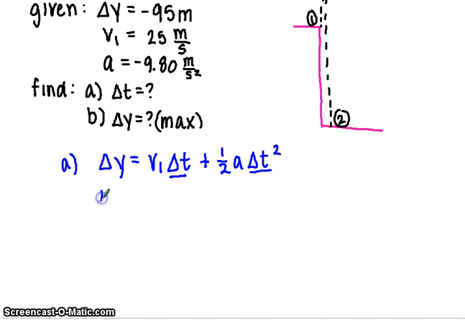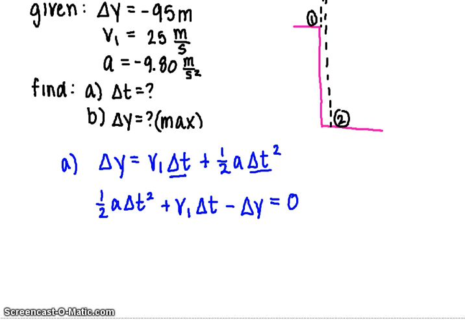The first thing that we'll do is set this equation equal to 0 and put it in the form of ax squared plus bx plus c equals 0. So I will subtract delta y from both sides. And when I do that, the 1/2 a, the 1/2 the acceleration, becomes my a term, v1 becomes my b, and the negative delta y becomes my c.